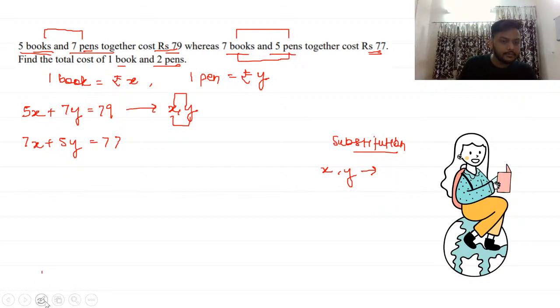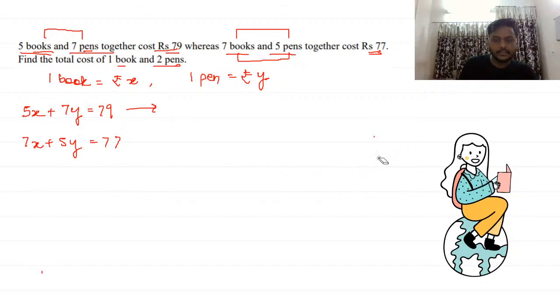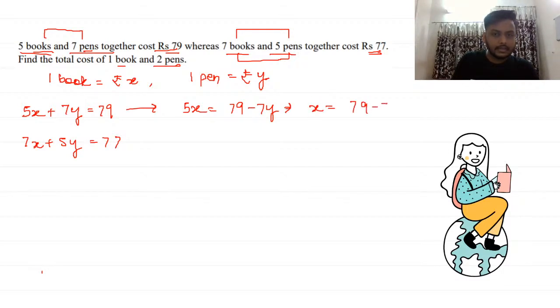Let me remove all this that I've written over here. If you focus on my first equation, I am finding the value of x. So my 5x is equal to 79 minus 7y, which means my x will be 79 minus 7y upon 5. Am I clear with this or not, guys? Make sense? This is what my x is, correct?